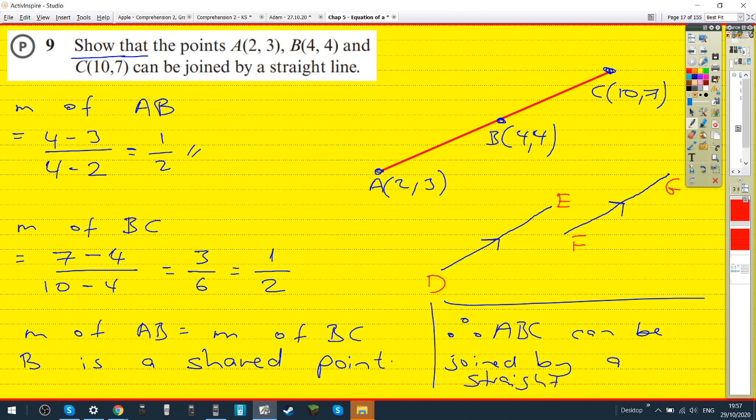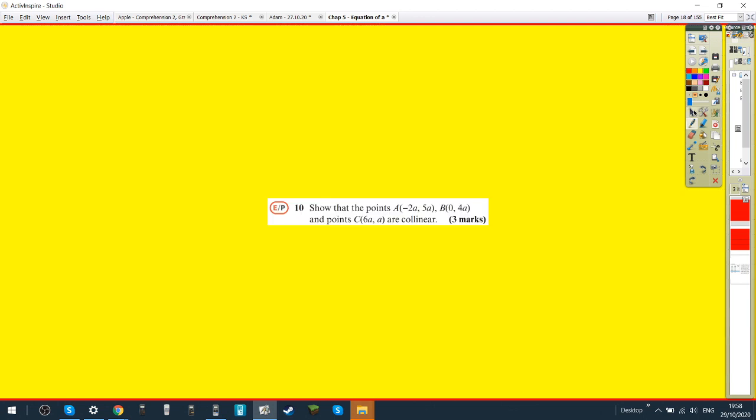Oh wow. Only a mark. No. The copy paste bit is worth 1 mark. So the technique for this is: gradient of the first part, gradient of the second part, say that they're equal to each other, say that they have a shared point, and so they have the same gradient, they have a point in common, and so ABC can be joined by a straight line. Copy paste. Another name for that is collinear. They can be joined by one straight line. That's called collinear. Okay. Exam time.